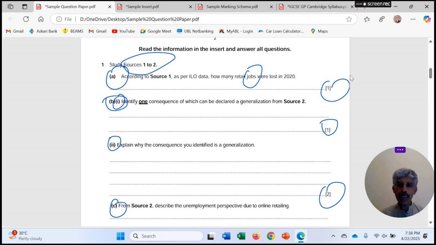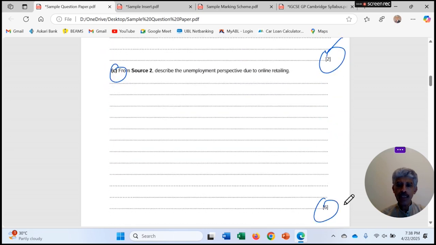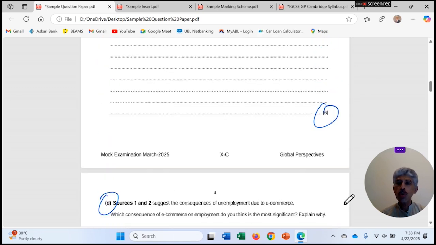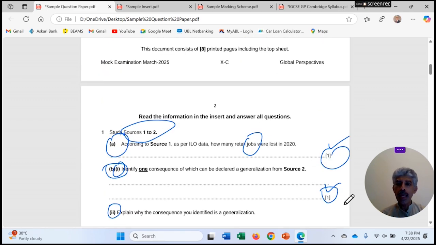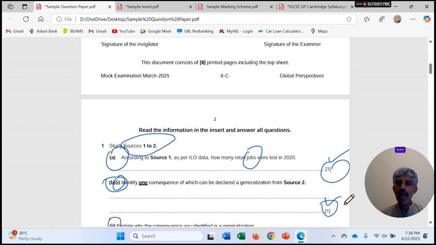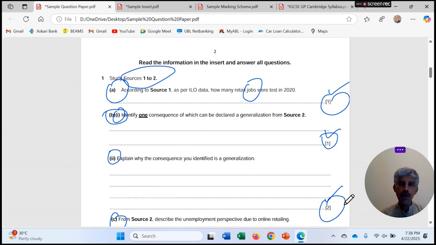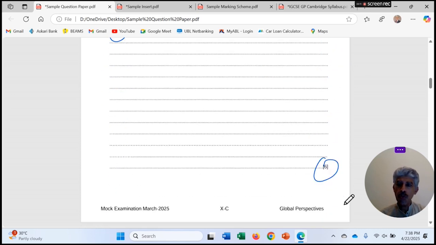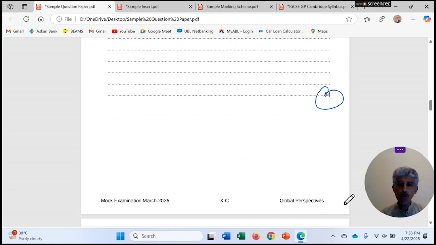So the A part has 1 mark over here, B1 has 1, and B2 has 2 marks, C has 6 marks, and D is of 8 marks. So question number 1 is of 18 marks, and in this particular video we'll talk about question number 1 only. In the next lesson we'll talk about question number 2 and then 3 and 4. The whole of this paper has 4 questions.